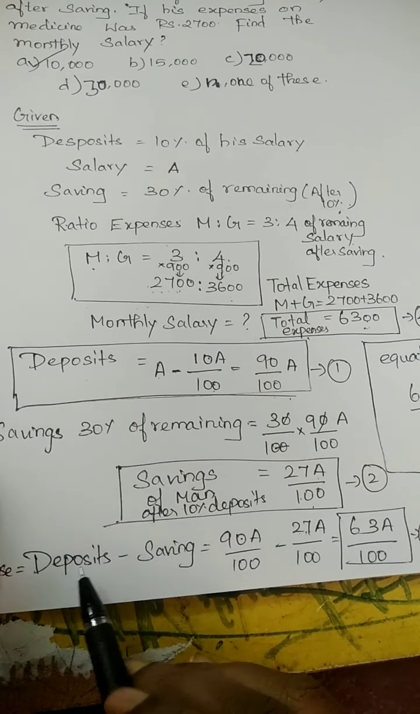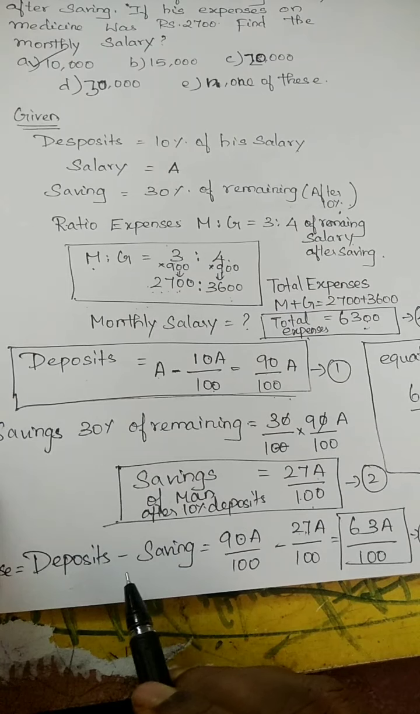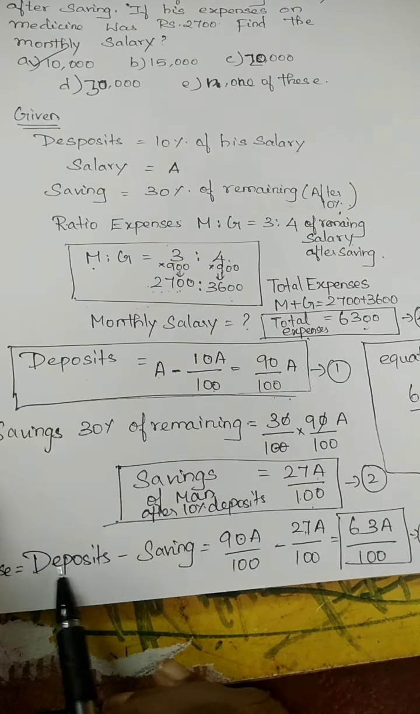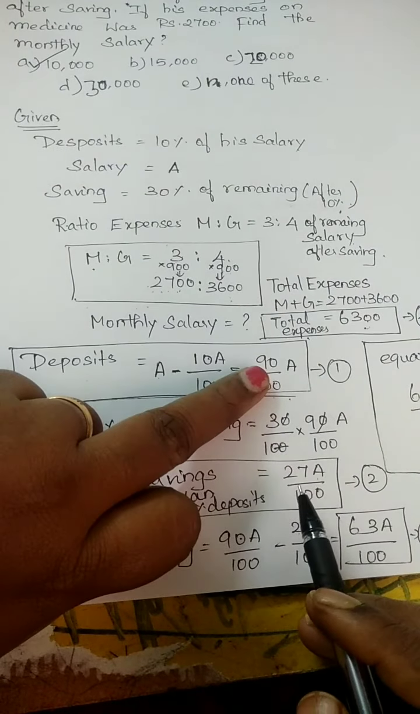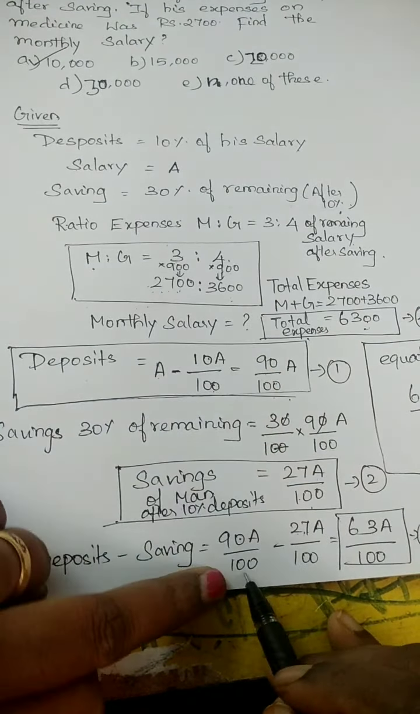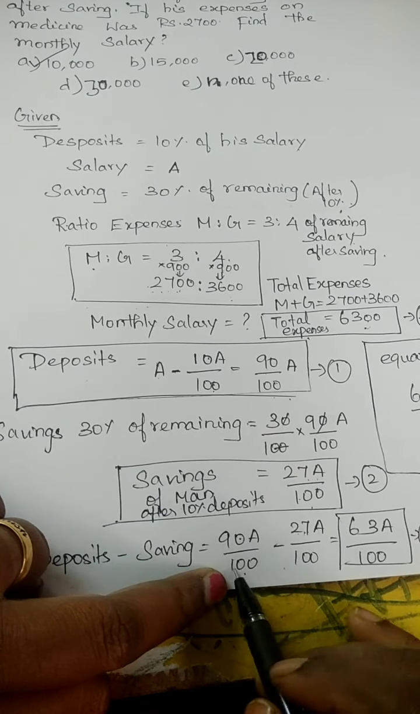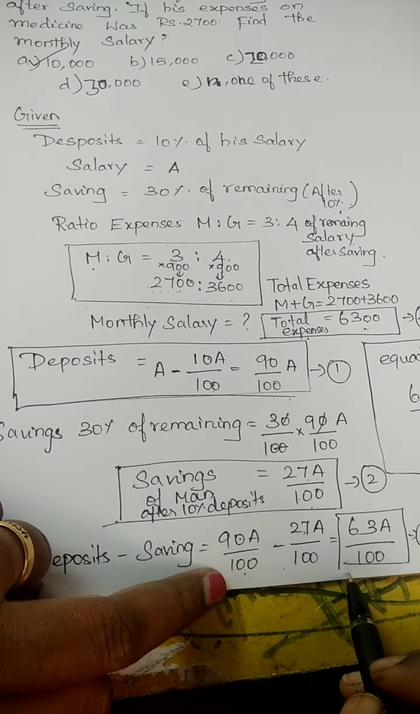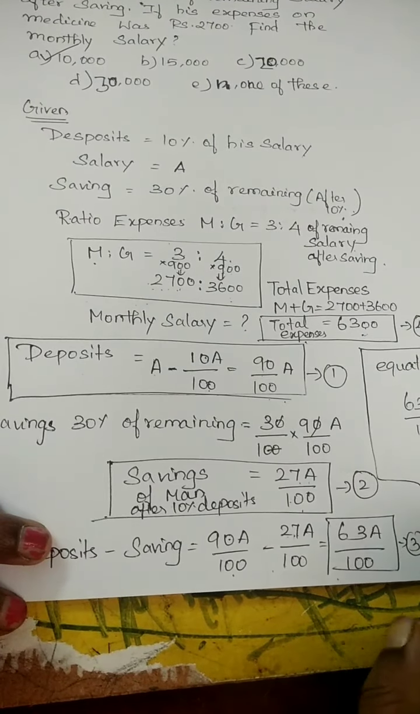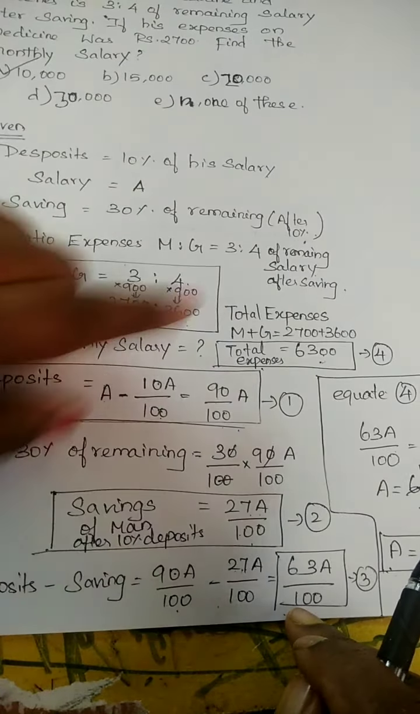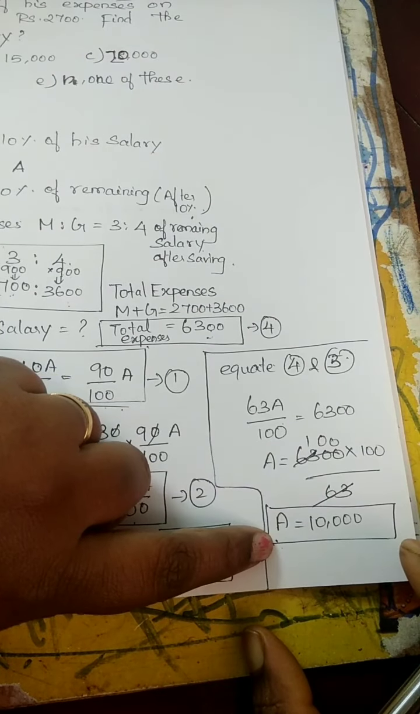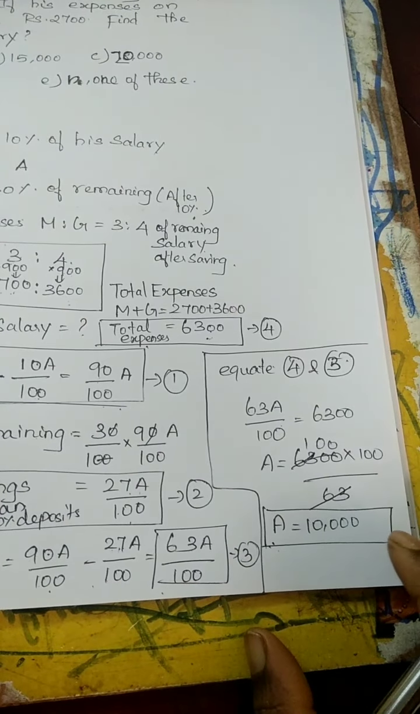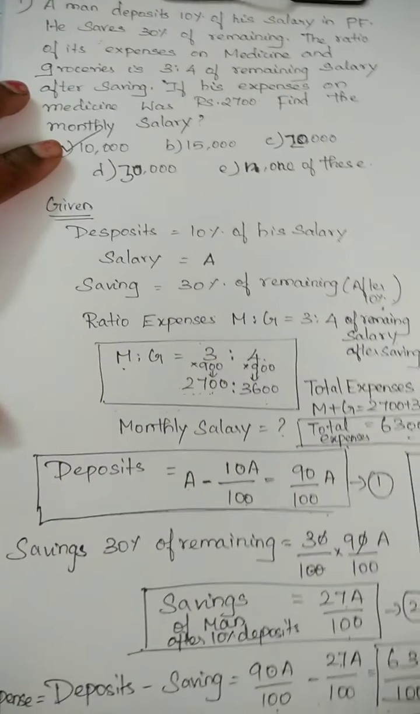Now find the expense. Expense is deposit minus saving. So what is his deposit here? Deposit is 90A by 100 and savings is 27A by 100. Let's subtract it. We will get 63A by 100. Now we are going to equate this 63A by 100 with 6,300. Let's equate it. We'll get the answer as 10,000. This is the monthly salary of the man. So option A is the right answer.